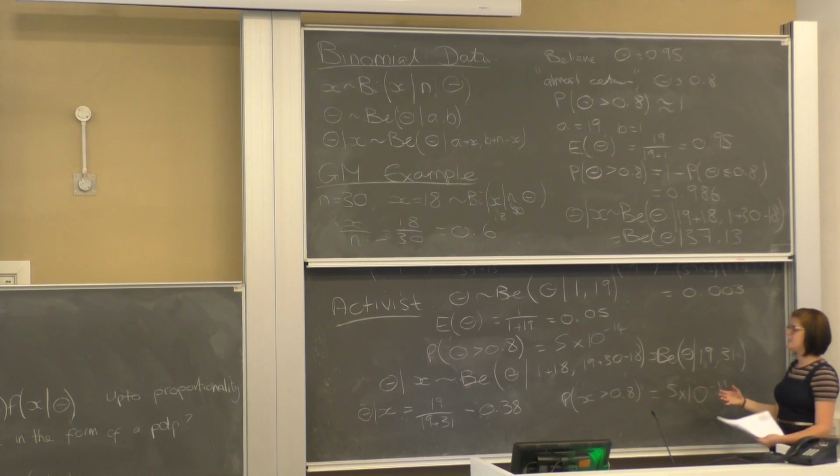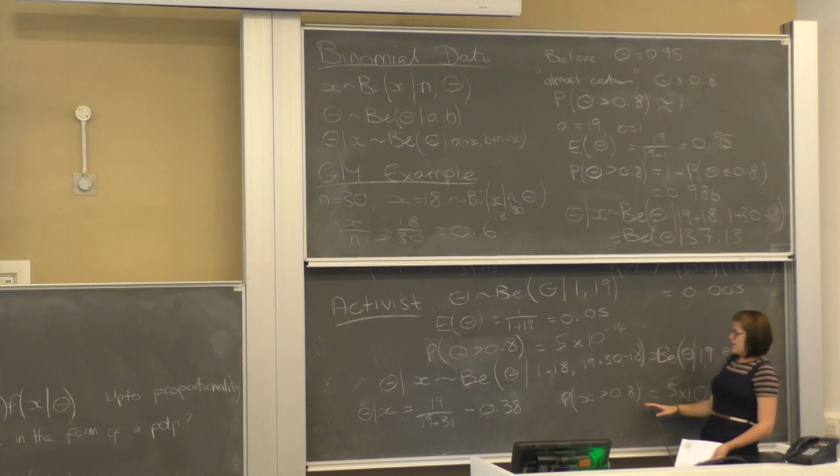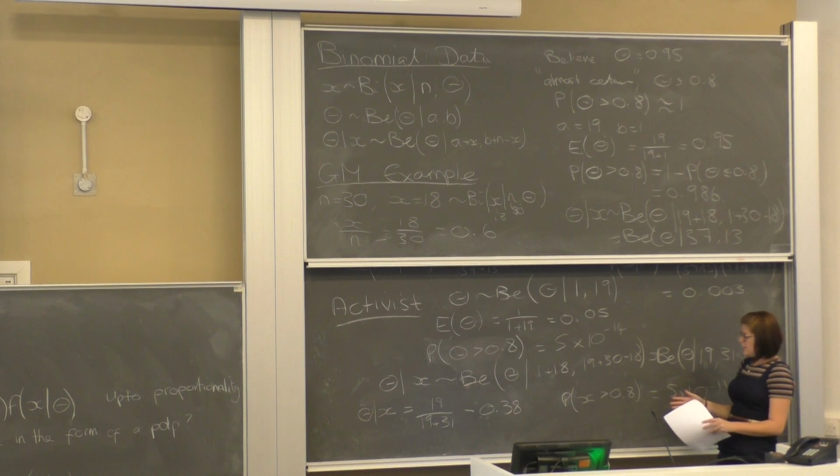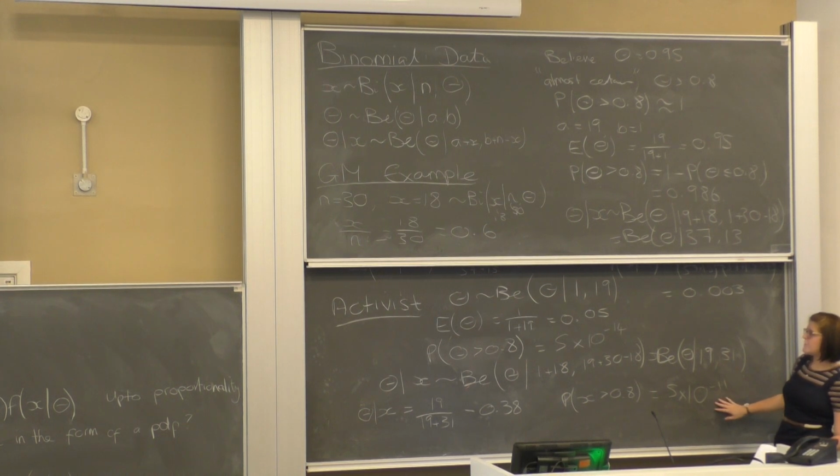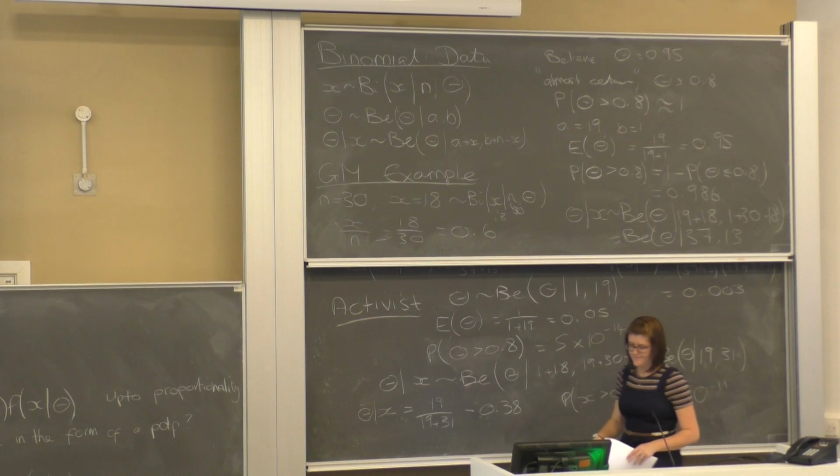Their posterior then is still quite tight because they were quite certain before, so their posterior is quite certain. So we still have, it's bigger than it was before because our data have brought it up, but this probability that it's over 0.8 is still basically pretty much 0.